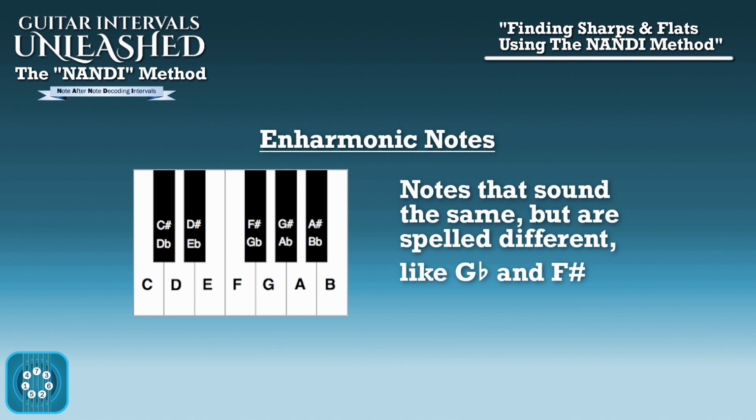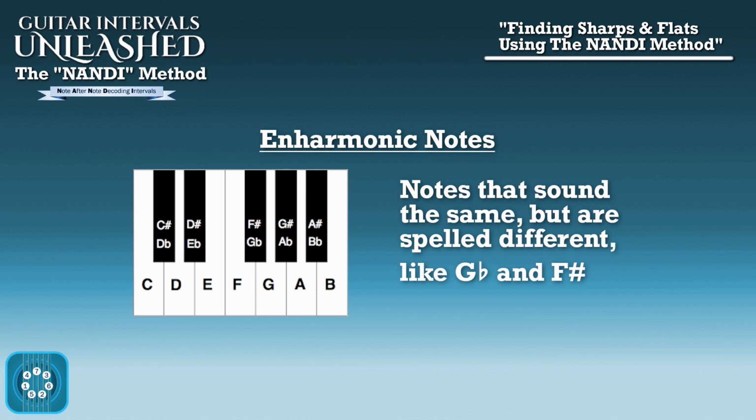If we look at a keyboard, we know it looks like this, with 7 white keys and 5 black keys. That's all 12 notes. The black keys all have 2 names. For instance, G flat and F sharp are the same key on the keyboard, but they're spelled differently. You would use one name over another depending on the scale you're using or the chord you're trying to play, basically depending on the context.